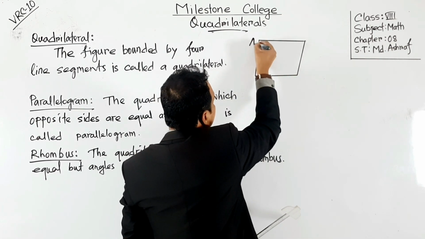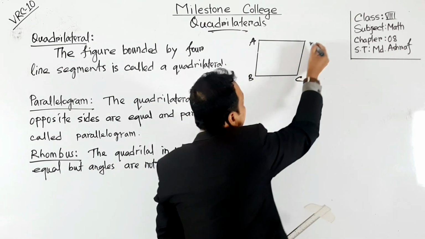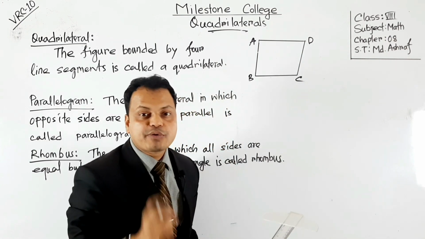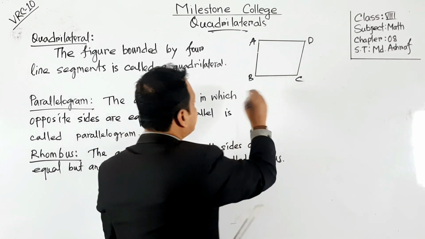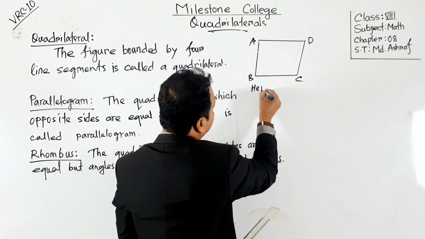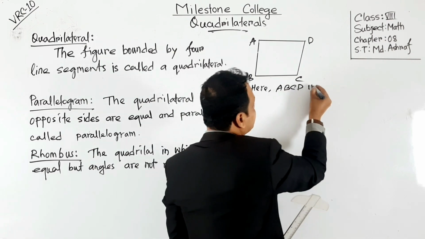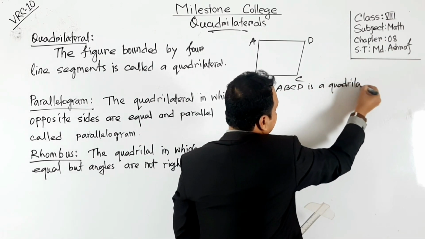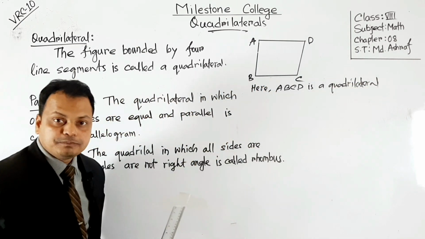We can give a name: AB one side, BC another side, and CD another side, and AD another side. Then the figure bounded or enclosed by 4 line segments is called a quadrilateral. So, we can give the name here: ABCD is a quadrilateral. So, have we got this one?